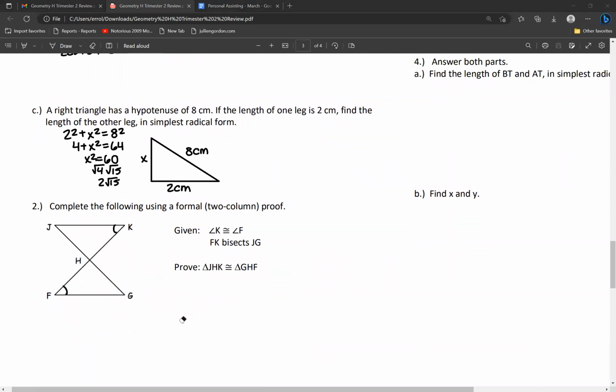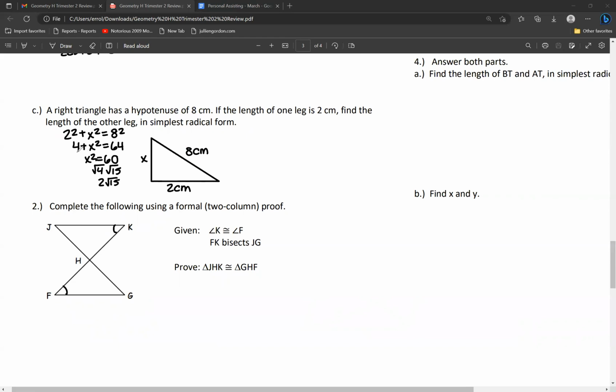A right triangle has a hypotenuse of 8. There's our 8. If the length of one leg is 2, there's your 2. Find the length of the other leg in simplest radical form. Okay, so what did you do there? Just subtract it, right? Is that what you did? Oh no, yeah, you could do it. Yep. 2 squared plus x squared equals 8 squared.